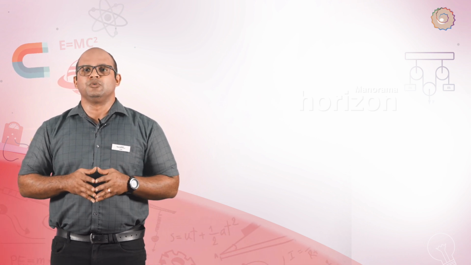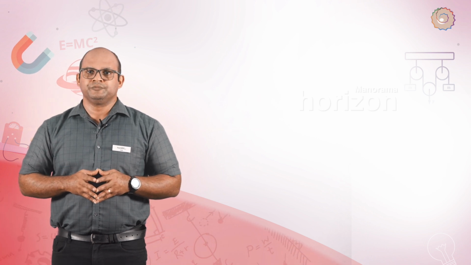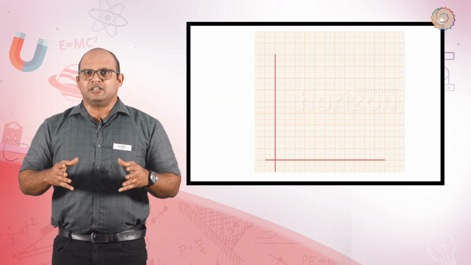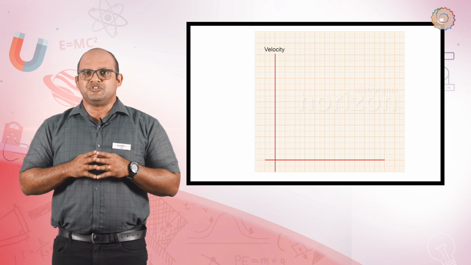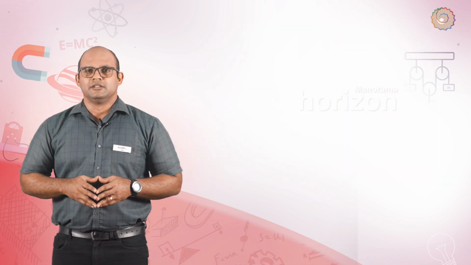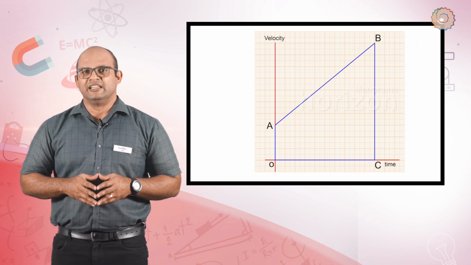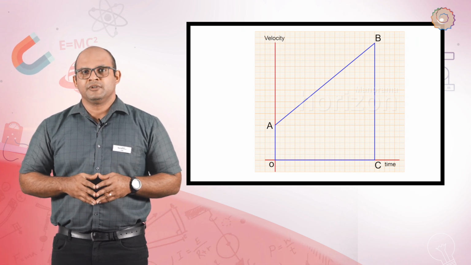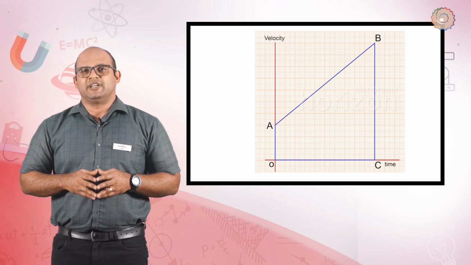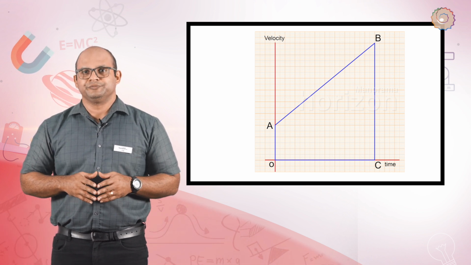Now let us look at the first equation. v is equal to u plus at. Let us see how we can derive it using a graph. We construct a graph showing the change of velocity of the object with respect to time. Let us consider the quadrilateral AOCB in this velocity-time graph. The various sides of this quadrilateral correspond to various pieces of information that we require.